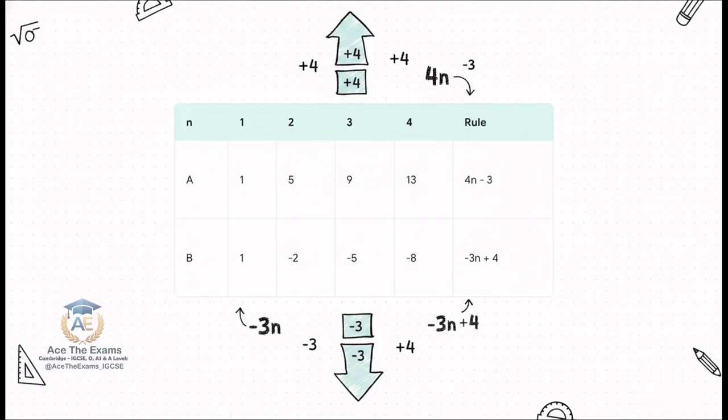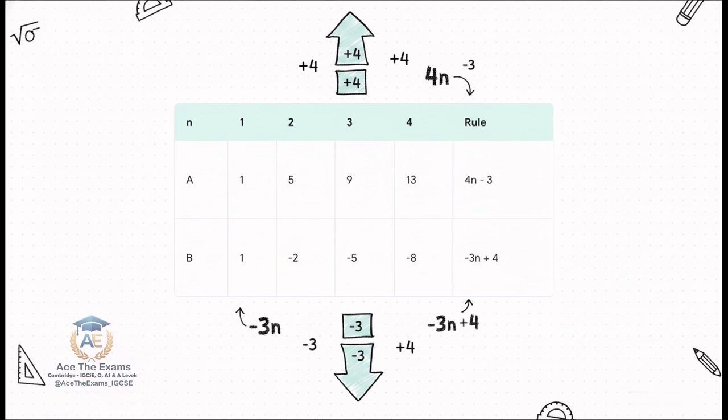Let's do a quick visual scan of sequence A. The numbers go 1, 5, 9, 13. Ask yourself, what is the jump between each number? It is going up by exactly positive 4 every single time. That difference of 4 is your anchor. It immediately tells you that your algebraic formula must start with 4n.